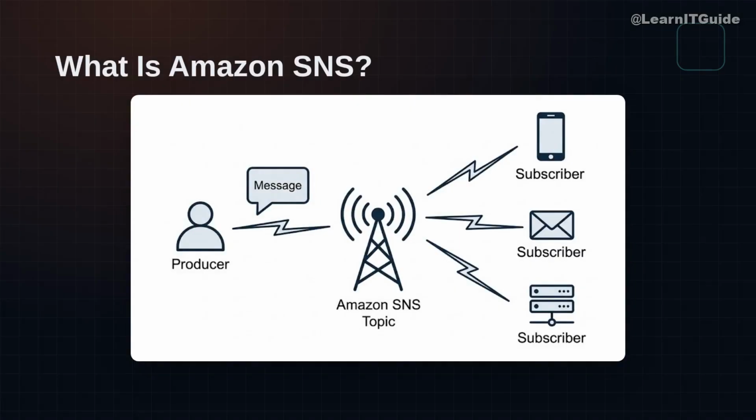Now, what is Amazon SNS? It stands for Simple Notification Service. Think of it like a radio station. When the host speaks, everyone tuned into that frequency hears the same message at the same time. This is called a publisher-subscriber model. You send one message to an SNS topic, and the service fans it out to as many subscribers as you have configured. This is ideal for triggering multiple downstream actions from a single event, like notifying a billing system, an email service, and a logging system all at once.